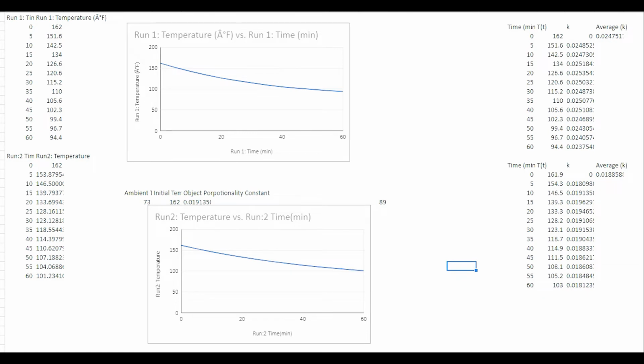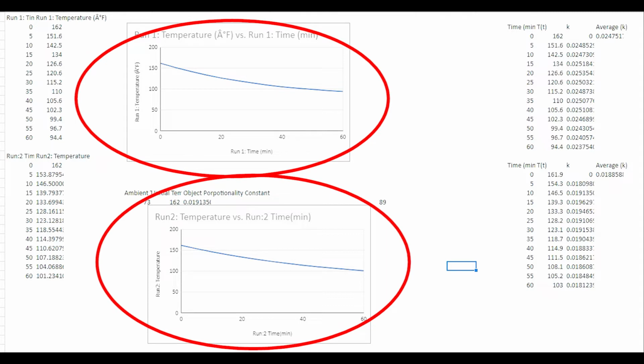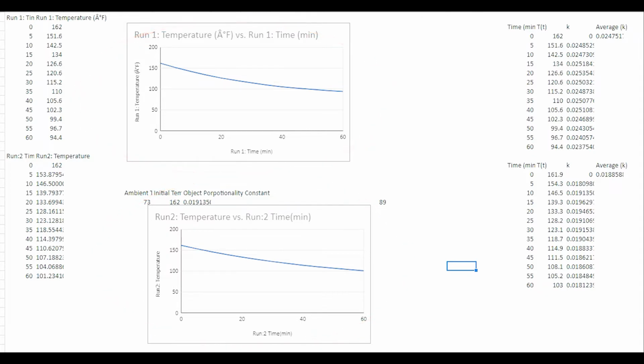After testing the Newton's law of cooling in the lab, we plotted our data into Excel and came up with these 2 line graphs you see here. The top graph is the results from 150 milliliters, and the bottom is for 200 milliliters. Time is plotted across the x-axis and the temperature is plotted along the y-axis. On the right, you can see the average K calculated from both tests.